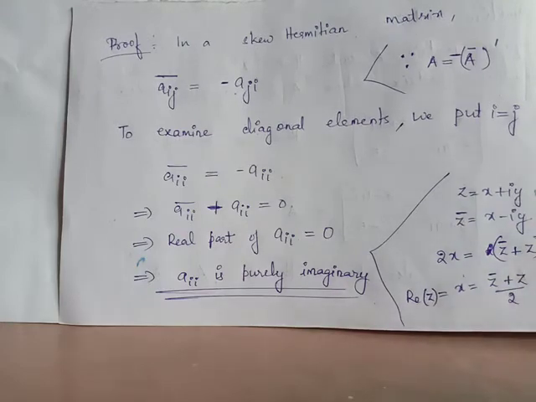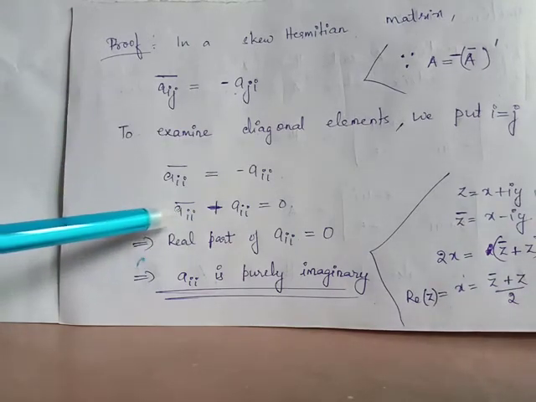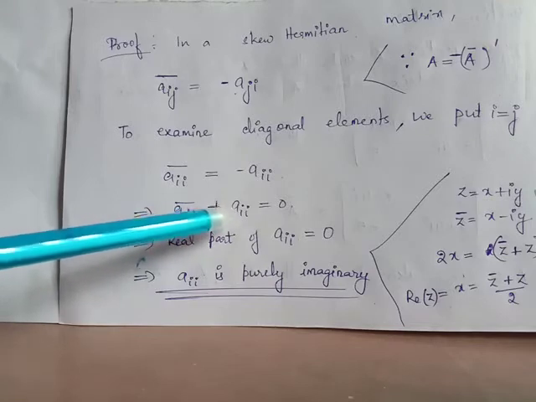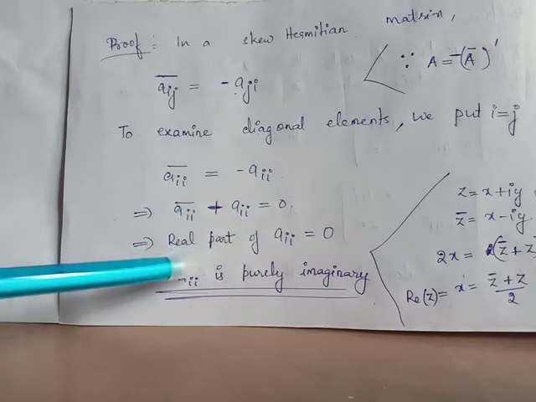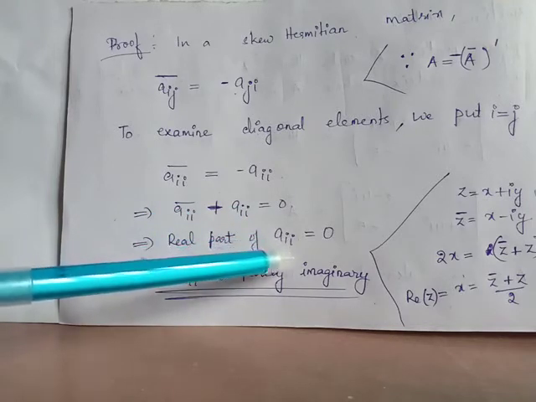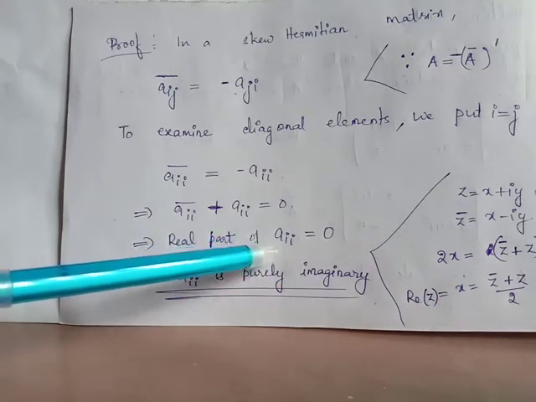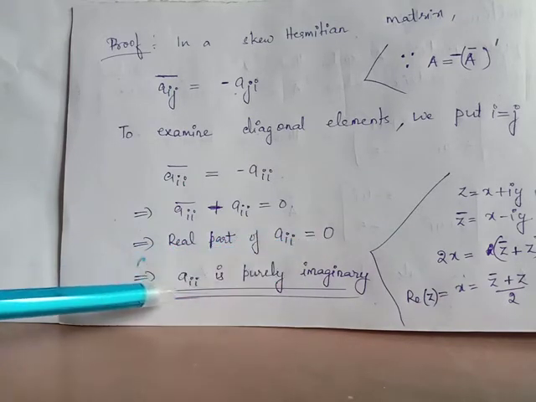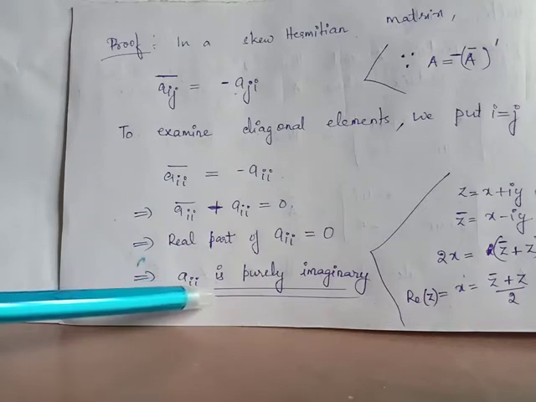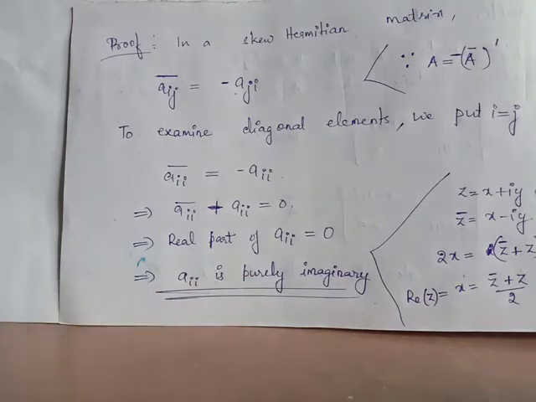Applying this concept here, we can see that Aii conjugate plus Aii equals 0 gives us the conclusion that the real part of Aii will be 0. Since the real part of Aii is 0, we can conclude that Aii is purely imaginary, or Aii may be having 0 values for both real and imaginary part as well.